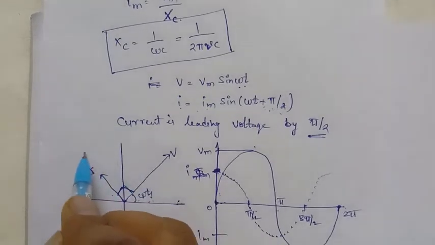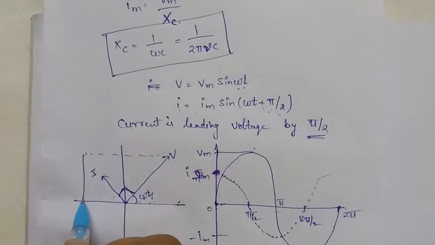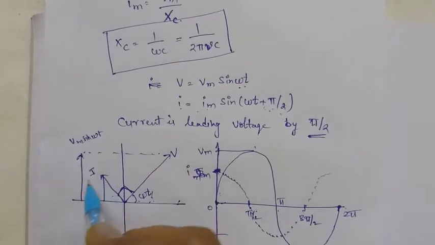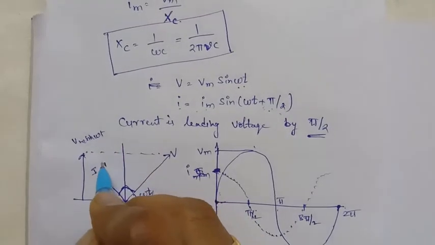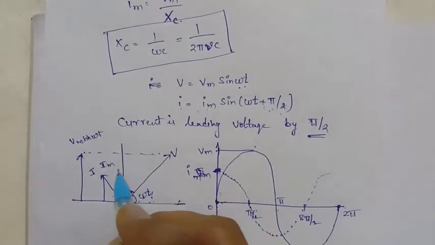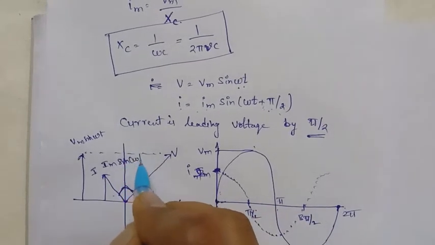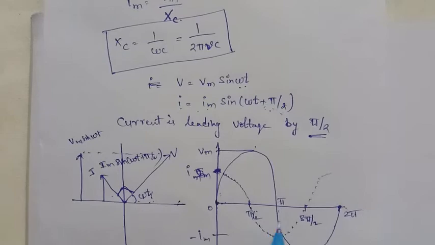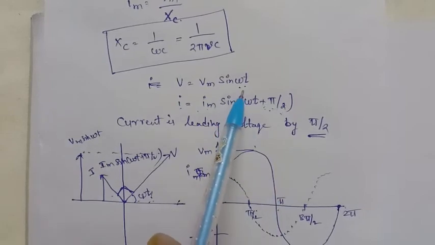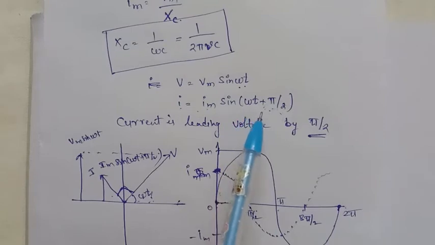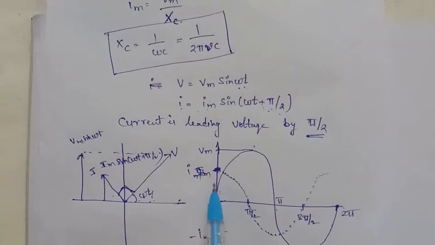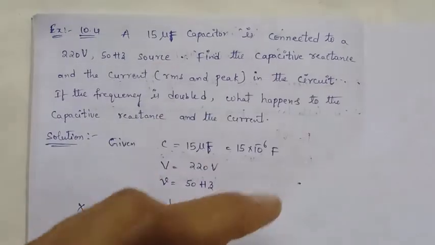At that time the vertical component of the voltage is Vm sine omega t, and the vertical component of the current is Im sine omega t plus pi by 2. You have to observe the phasor diagrams clearly. Simply apply the values of sine at 0, pi by 2, pi, 3 pi by 2, and again 2 pi. Initially the current is maximum. Next we can go for the instantaneous power.